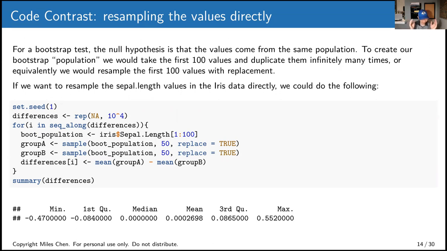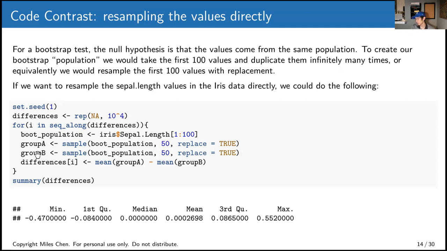Which again feels very strange, because the first 50 are labeled setosa and the next 50 are labeled versicolor. But we're saying if the null hypothesis were true, we can treat all 100 values as coming from the same population. So we're simulating the sampling distribution if the null hypothesis were true. All 100 values get thrown into the same population, and then we randomly select 50 values from that population, throw them into group A, and 50 values into group B.